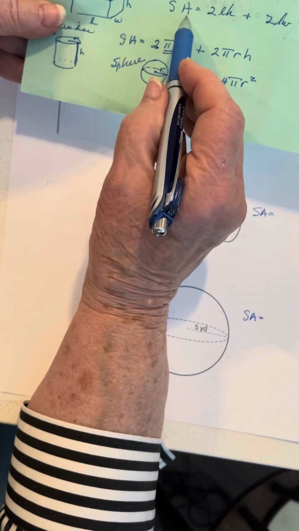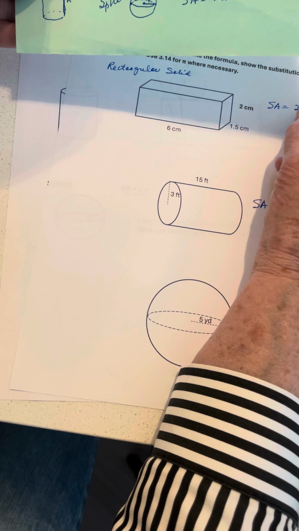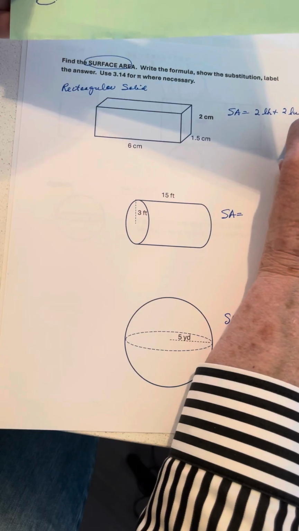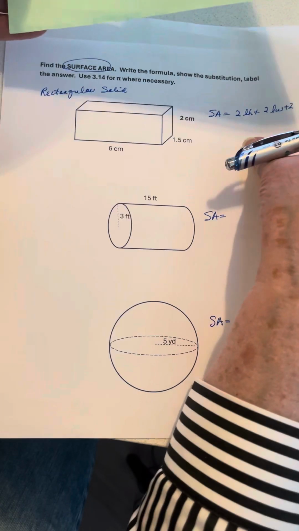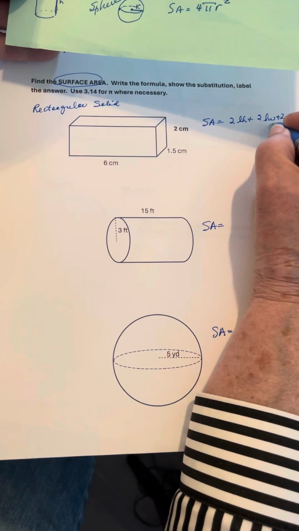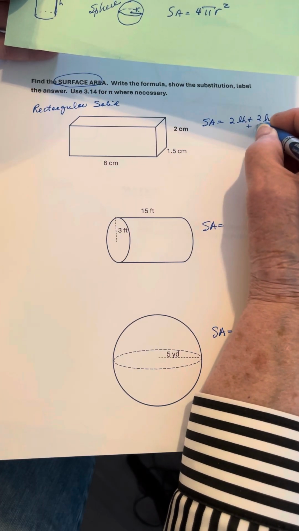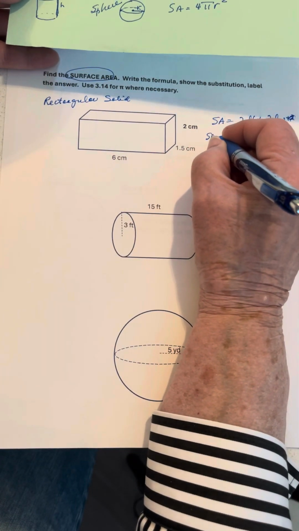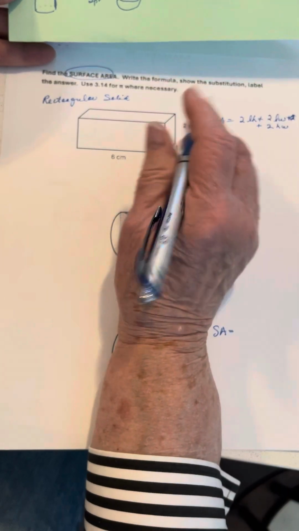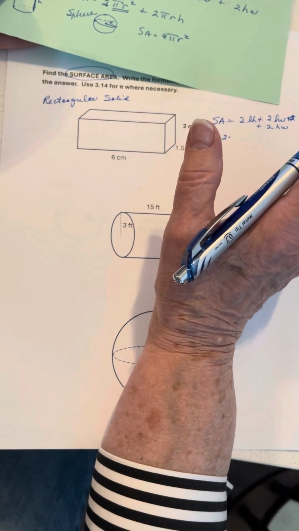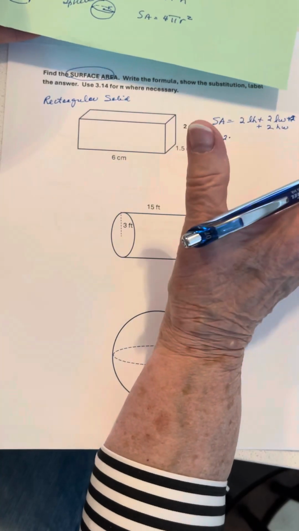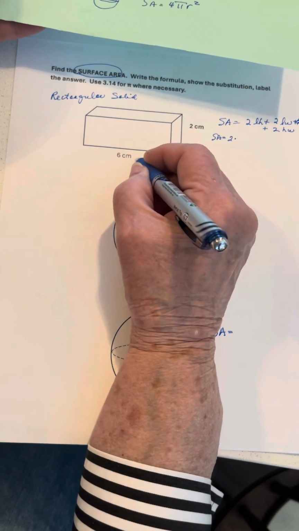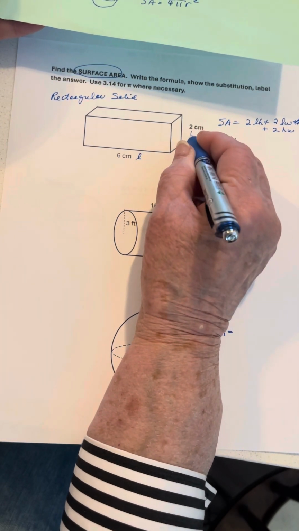So here's our rectangular solid. Here's the formula: 2 length times the height plus 2 length times the width plus 2 height times the width. I wish I had a little more room on this paper, so I'm just going to write that down here. Okay, now I'm going to substitute. I'm going to label these on my drawing because sometimes it's hard to remember which is which. It doesn't matter which is which as long as you substitute them in the right places. So I'm going to call this the length, this the width, and this is the height.